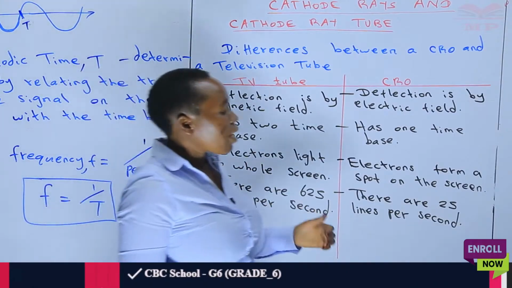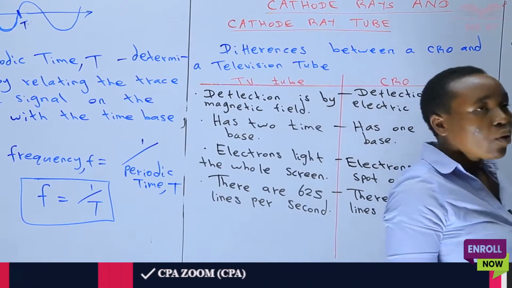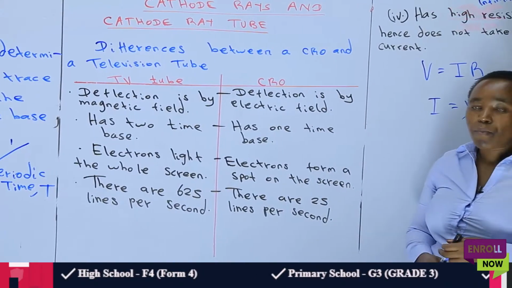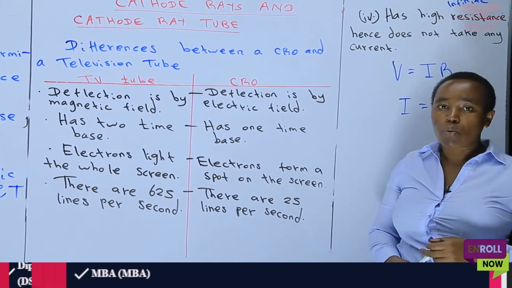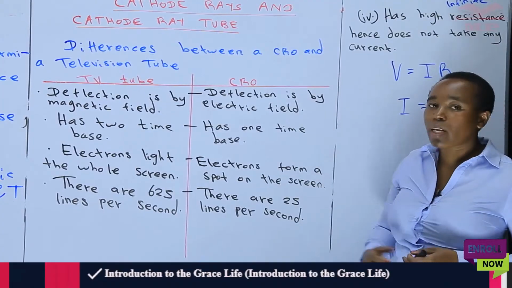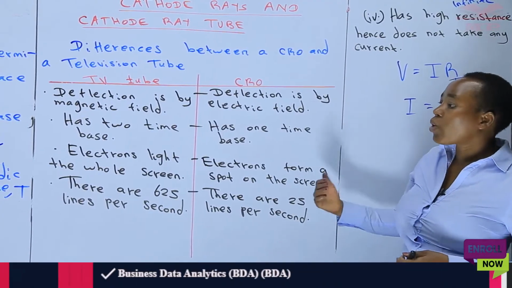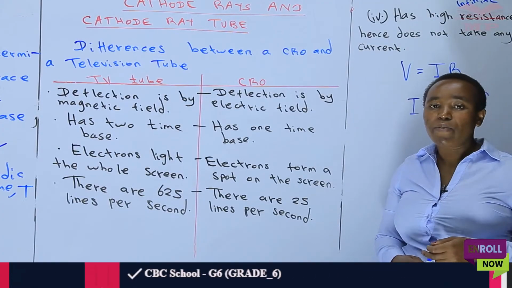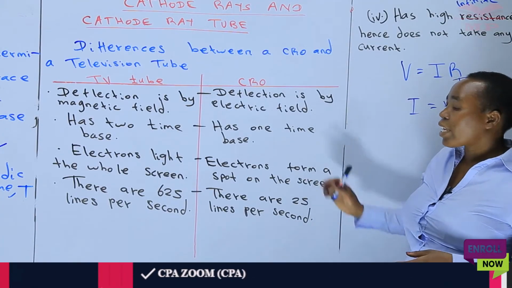In the other lesson, which will mark the end of this topic, we'll be looking at the calculations involving the CRO. Now that we have seen it, we can calculate the voltage, the frequency, and the sensitivity. So that's what we'll engage in.